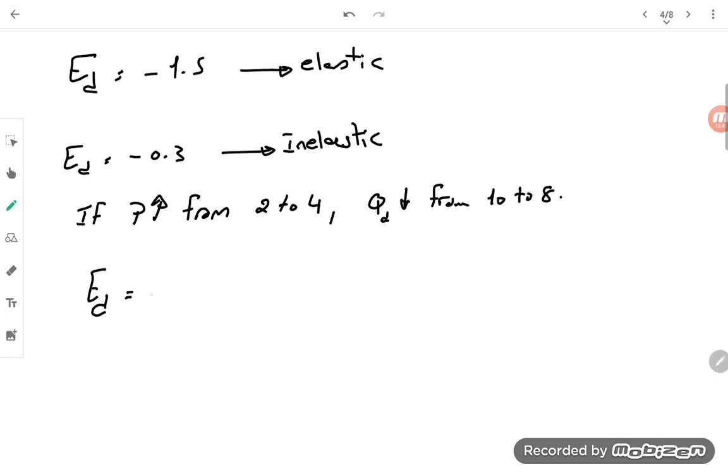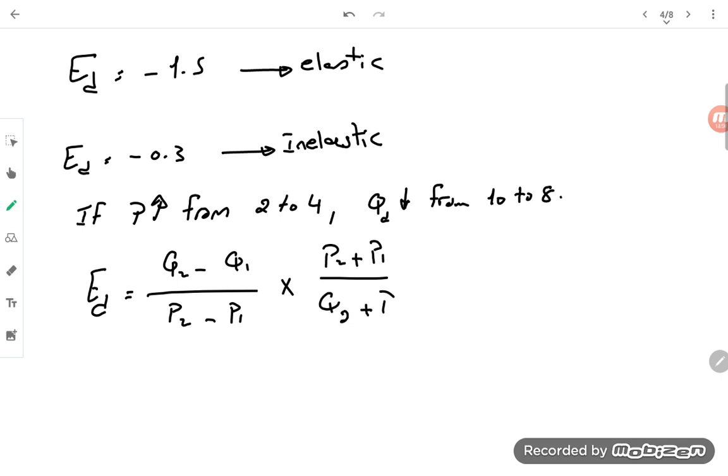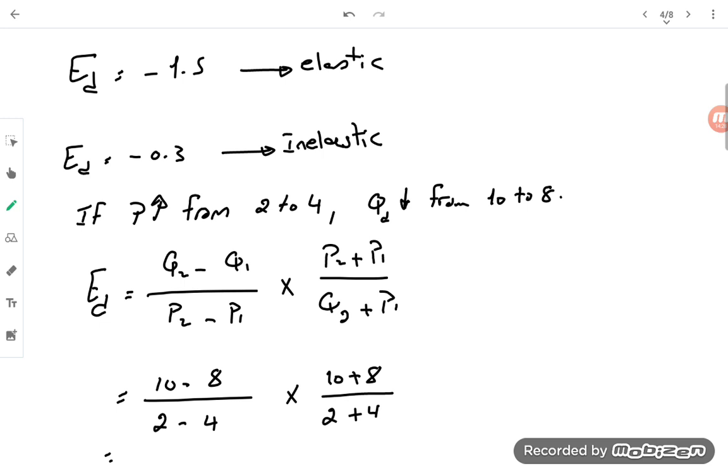So elasticity of demand is going to be calculated as (Q2 minus Q1) divided by (P2 minus P1), multiplied by (P2 plus P1) over (Q2 plus Q1). So it is (10 minus 8) divided by (2 minus 4), multiplied by (10 plus 8) divided by (2 plus 4). So it will be negative 3, and if we take the absolute value, it is greater than 1. So this is elastic demand.